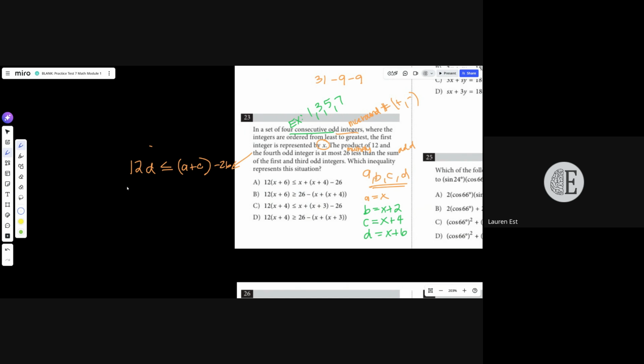So 12D is going to be 12 times X plus 6 is less than or equal to X plus C, which is X plus 4. I can't believe I just did that. I feel cool.